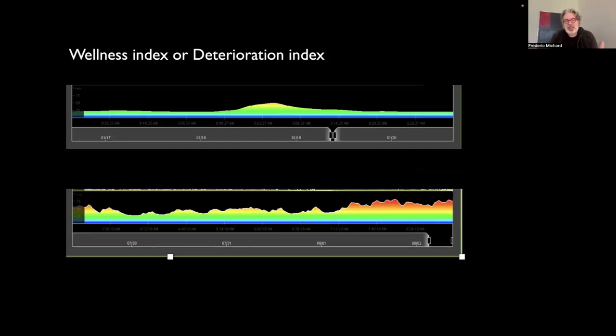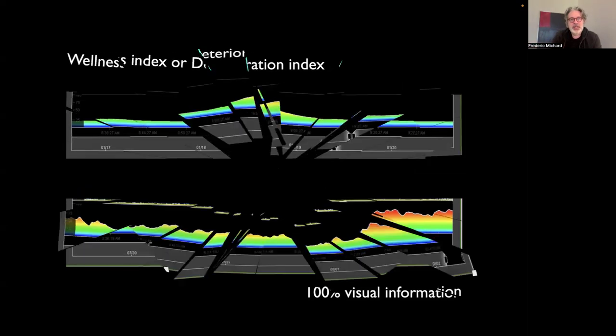Here would be a wellness index or deterioration index, you name it as you wish, depending on whether you're an optimistic or a pessimistic person. But I think it's self-explanatory, right? It's 100% visual. You don't even see a number, and you don't need a number to understand that the patient at the top is pretty stable, deteriorating a little bit at some point, but recovering very quickly. In contrast, the patient at the bottom is pretty unstable and clearly deteriorating at the end. So you see, we can do a lot with visual tools.